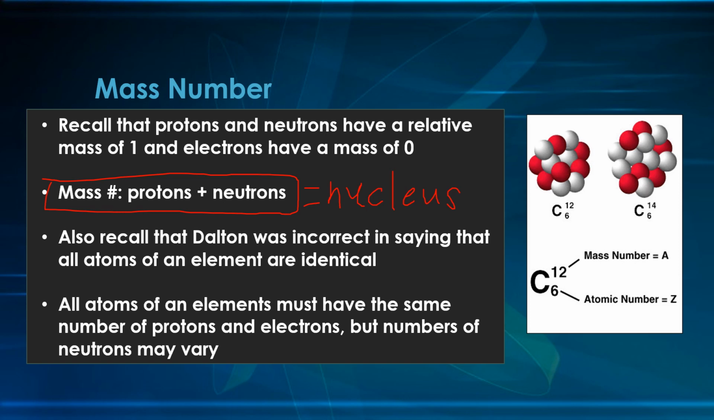Also recall that Dalton was incorrect in saying that all atoms of an element are identical. All atoms of elements must have the same number of protons and electrons, but numbers of neutrons may vary. Now recall that neutrons don't have a charge, they are neutral. All they have is a mass, so they have a mass of 1, very similar to the mass of protons. In fact, we say their relative mass is 1 to 1. So we know that the overall role of a neutron is to stay inside of the nucleus.